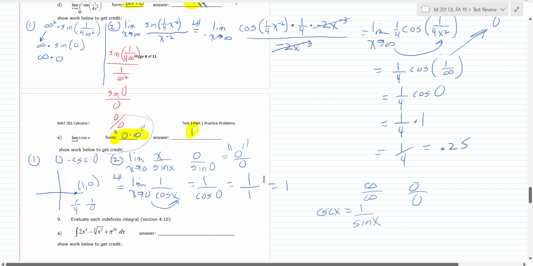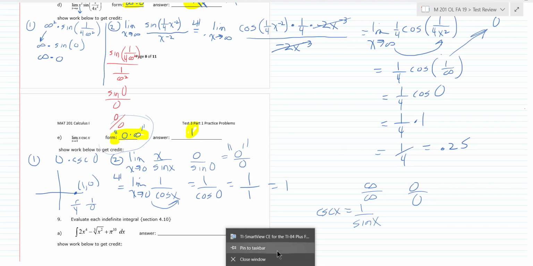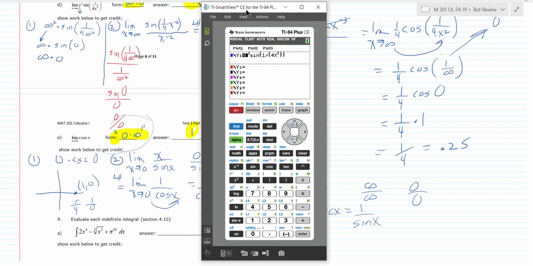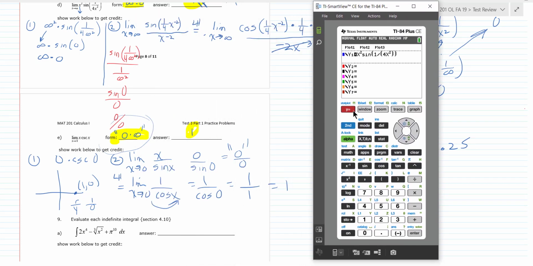Okay, so if you were putting this in your graphing calculator, you would pretty well have to put it in this form. What you're doing is x over sine of x, and we're looking at the limit as x goes to 0. I have a standard window in here. That's kind of a neat looking graph.